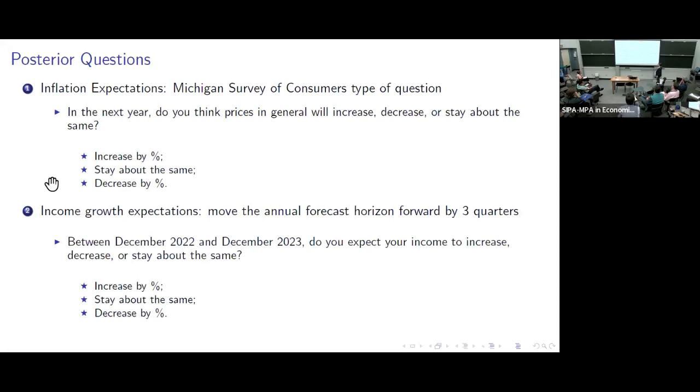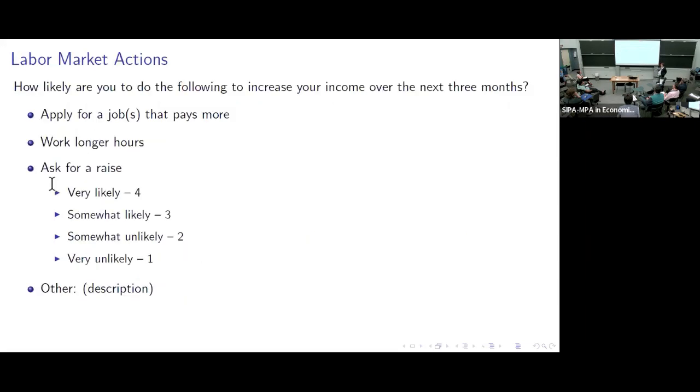And for income growth expectations, we're going to move the annual forecast horizon forward by 3 quarters. So the posterior question reads, between December 2022 and 2023, do you expect your income to increase, decrease, or stay about the same? So anyway, this is the setting of the experiment. We collect the data.